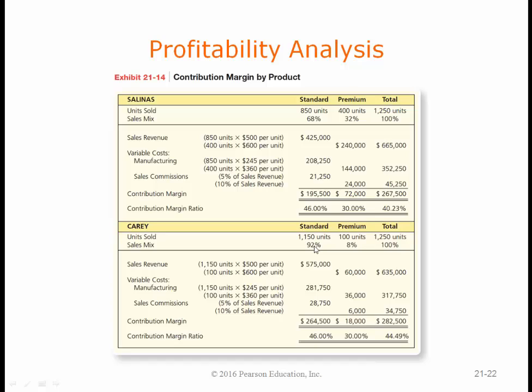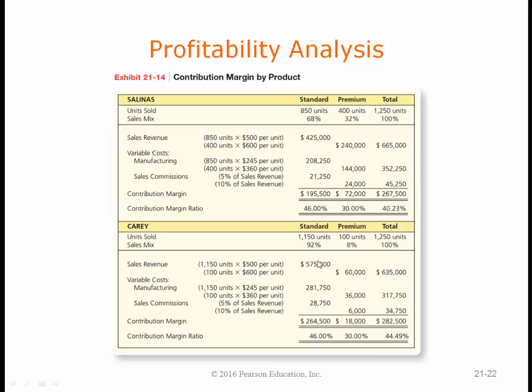So you have Gary, who sold 92% standard and 8% premium for his total 1250, right? And Selena sold 850 standard and 400 premium. But you notice that their mix is different. And the driver of the contribution margin difference is really the sales mix between the company, okay? And so you'd say, well, which one is better? Ideally you would want to sell more standard because their contribution margin is larger.